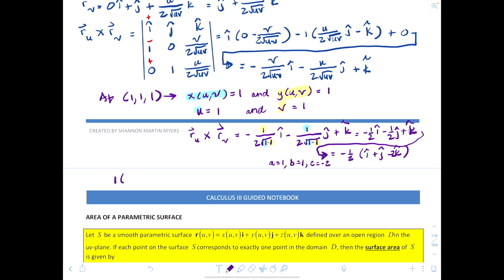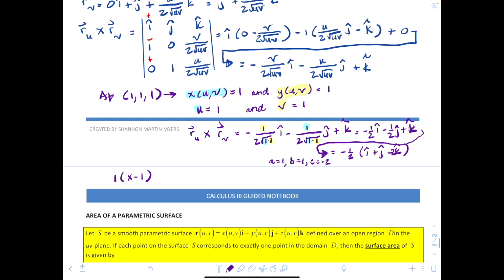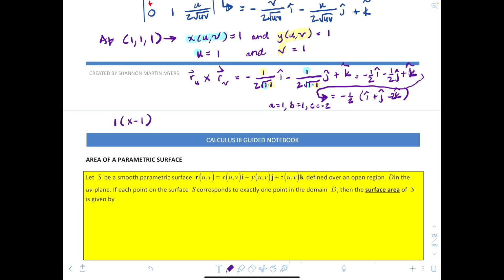So we'd have 1 times x minus 1. That 1 is from the ordered triple 1, 1, 1. And then plus 1 times y minus 1, again from the ordered triple. And then minus 2 times z minus 1. So the coefficients are the direction numbers, and in the parentheses, that's from the ordered triple 1, 1, 1. So that's all going to equal 0.